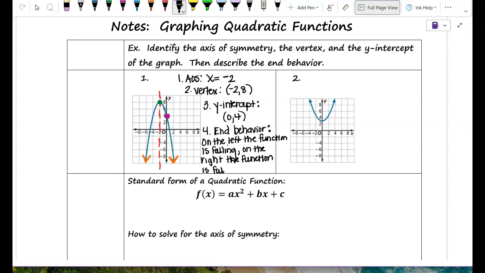So end behavior is really just asking you, where is your function going? And you will get to functions where they move in opposite directions. You could get into functions with all kinds of things, but for parabolas, they have to be moving in the same direction because it either opens up or it opens down.